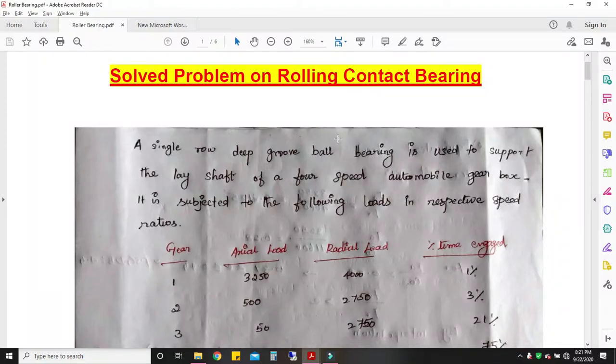Hi, in this video, I am going to show how to solve a problem on rolling contact bearing in machine design. The problem statement is: a single row deep groove ball bearing is used to support the lay shaft of a 4-speed automobile gearbox. It is subjected to the following loads in respective speed ratios.